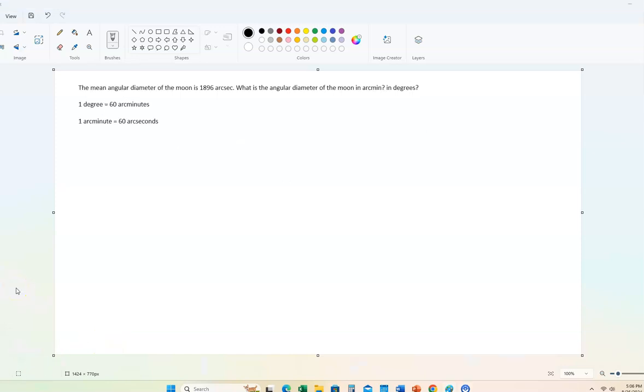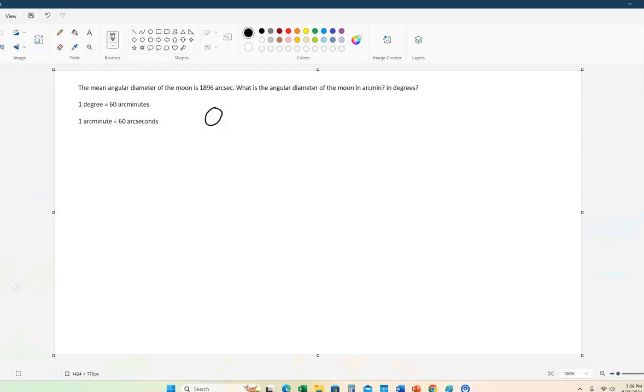This is just a conversion between arc seconds and arc minutes, and arc seconds and degrees. All right, so we have some angle. Let's say the angular diameter of something. I'm just going to use theta as my angle. Usually we use Greek letters. Theta is 1,896. And remember, 2 hash marks means arc seconds. All right, so we want to convert that into, as it says here, arc minutes and then into degrees.